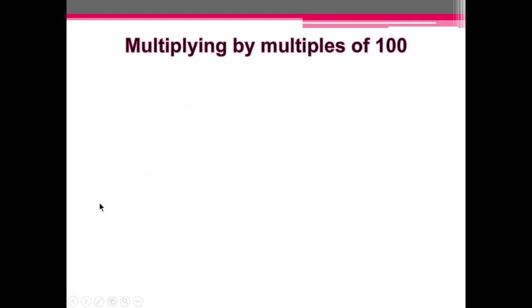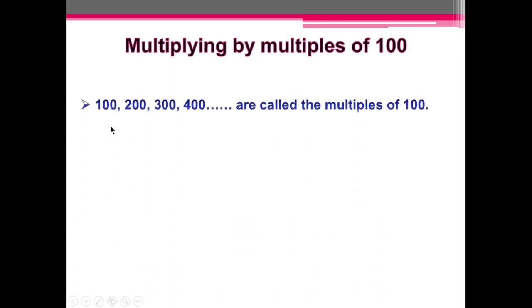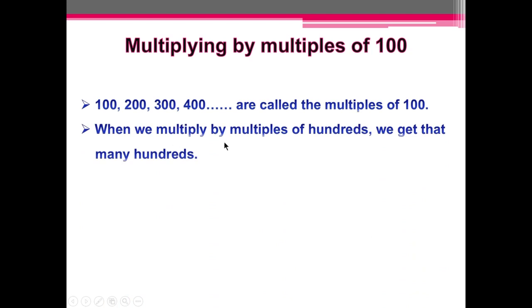Now, multiplying by multiples of 100. Can you tell me what are multiples of 100? Yes, 100, 200, 300, 400 and so on are called multiples of 100. So, when we multiply by multiples of 100, we get that many hundreds. Isn't it like tens? Yes. Let's see an example.